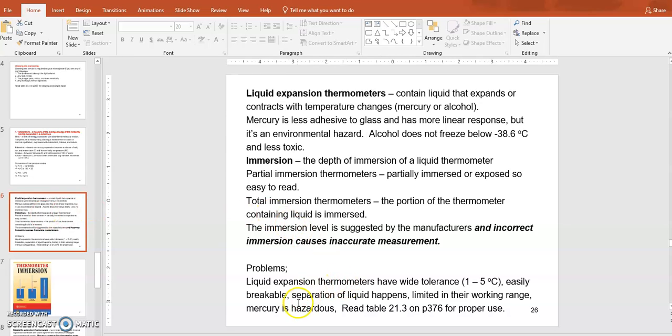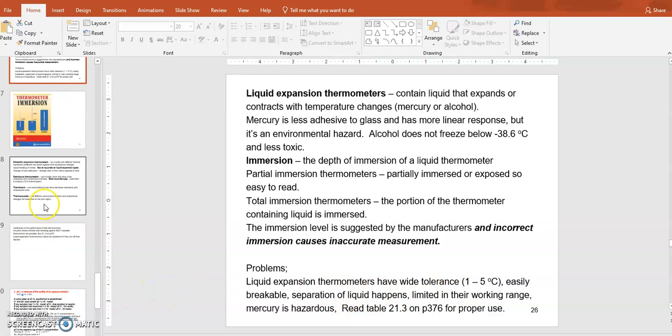There are pros and cons to liquid expansion thermometers. They are cheap, so you can easily buy them, but they have a wide tolerance, 1 to 5 degrees of difference. They are also made with glass, so they are easily breakable. And sometimes separation within the liquid inside the glass happens. If that happens, it's hard to use, and that may be the end of that thermometer's usage. So it's cheap, but there are some cons to this liquid expansion type.